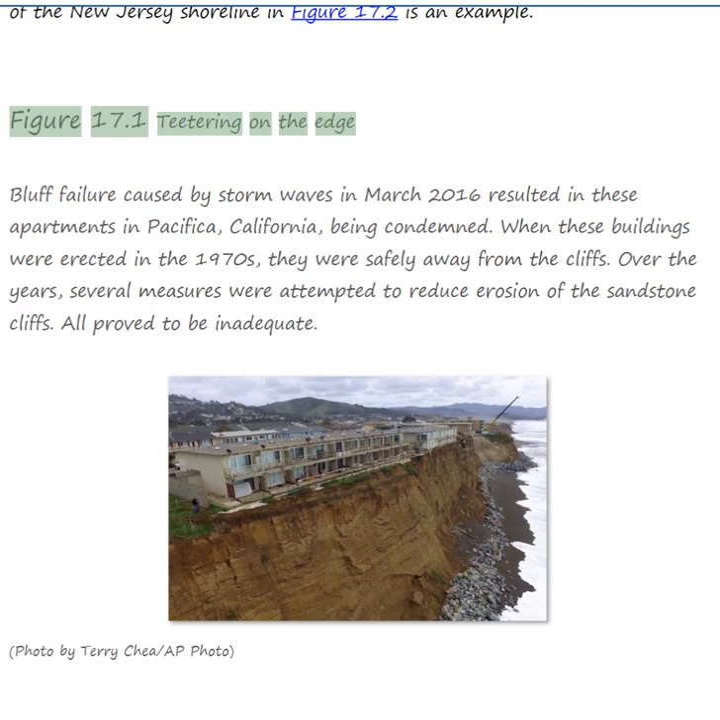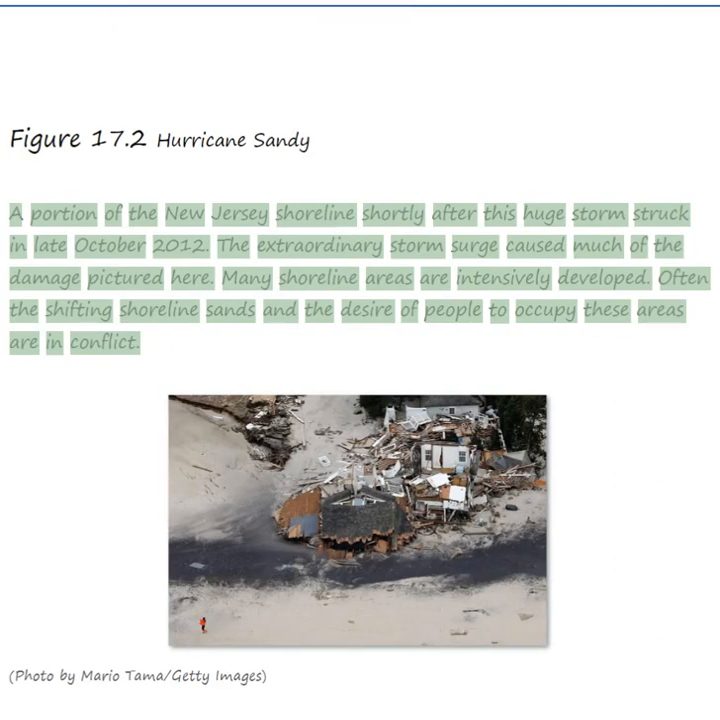Figure 17.1 Teetering on the edge. A portion of the New Jersey shoreline shortly after this huge storm struck in late October 2012. The extraordinary storm surge caused much of the damage pictured here. Many shoreline areas are intensively developed. Often the shifting shoreline sands and the desire of people to occupy these areas are in conflict.